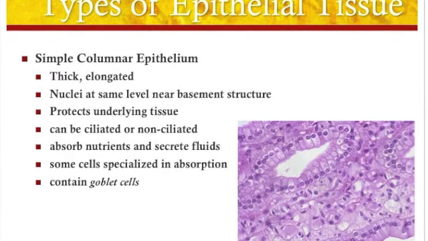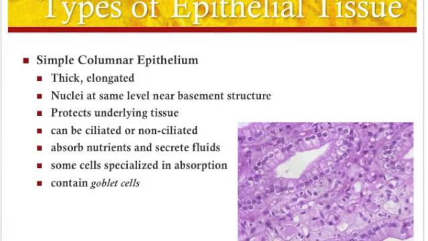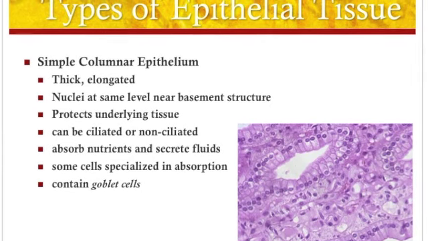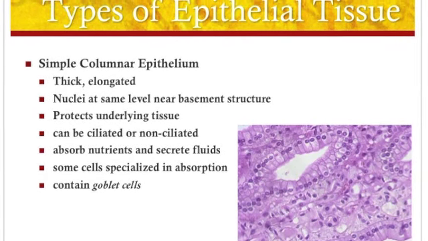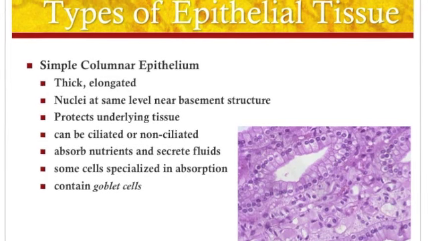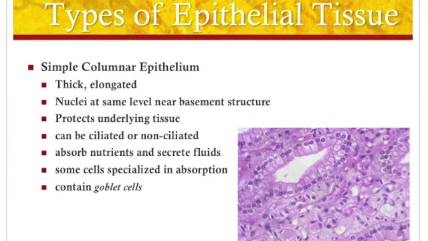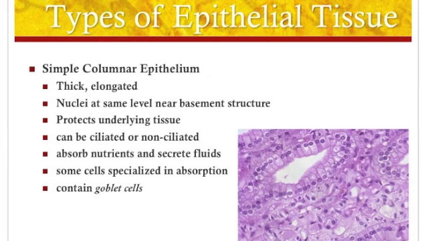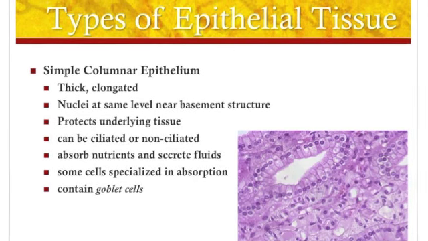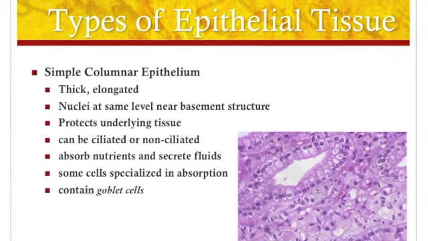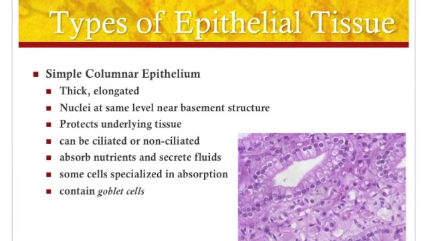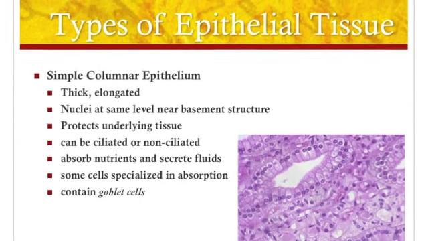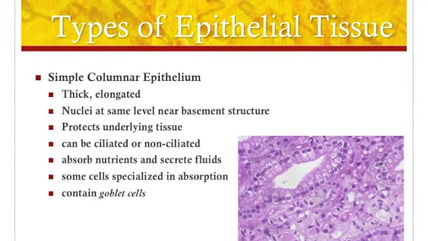Simple columnar epithelium is composed of a single layer of elongated cells. The nuclei of these cells are usually at about the same level near the basement membrane. Simple columnar epithelium can be ciliated or non-ciliated. It protects underlying tissues and absorbs nutrients and secretes fluids. Simple columnar epithelium also contains goblet cells which secrete protective fluid onto the surface of the tissue.